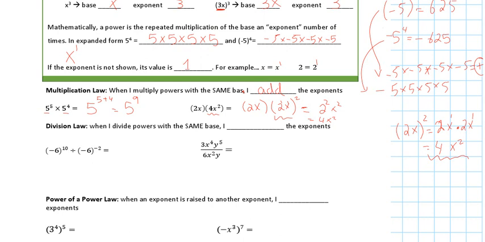Now, why did I have to do this? Why did I have to write 4x squared as an exponent? Do you see now? Do I have the same base? What's my exponent for this 2x? 1. So I have the same base. What do I do with the exponent? Add. So I had to do an extra step here to make them the same base.